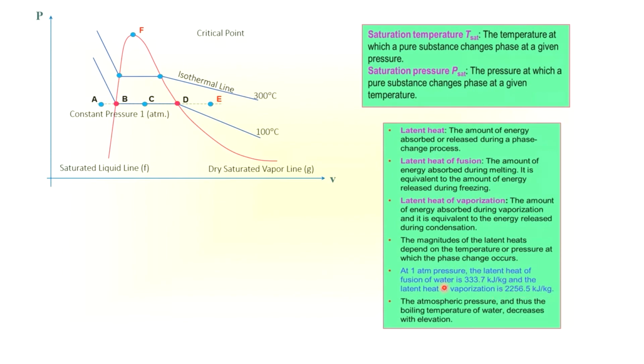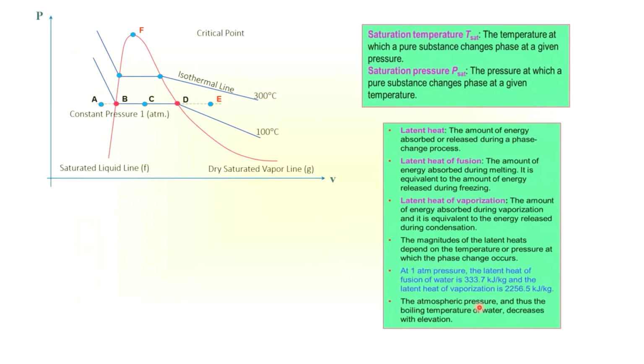These are extra knowledge, things that you should know: at 1 atmosphere, what is the latent heat of fusion and what is the latent heat of vaporization, which are standard at 1 atmosphere. And then the boiling temperature of water is 100 degrees C.